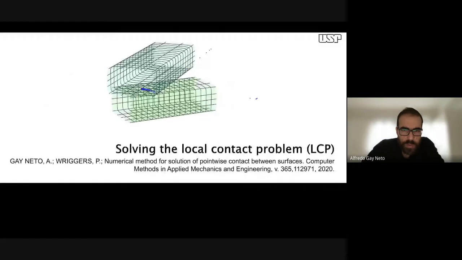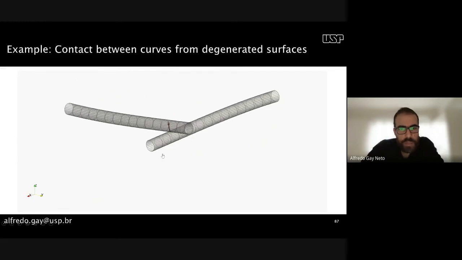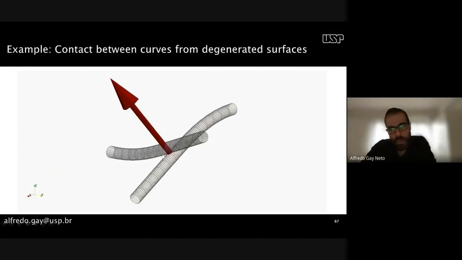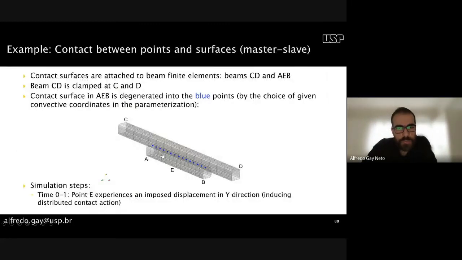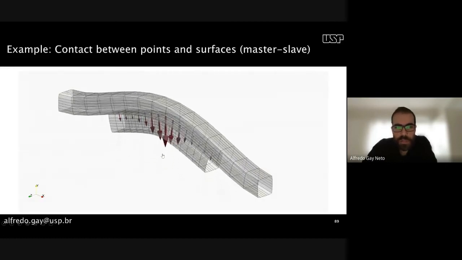Let me just show the examples. Imagine that we have two beams in contact. Here we degenerate the master-master formulation into a curve-to-curve formulation. So we have contact between two surfaces degenerated into these curves that I've just talked about. We have this contact with large displacements and large rotations captured as well. If we have parallel beams, for example, this time we degenerated our master-master scheme into a master-slave one, so we have this contact very well handled in this case.